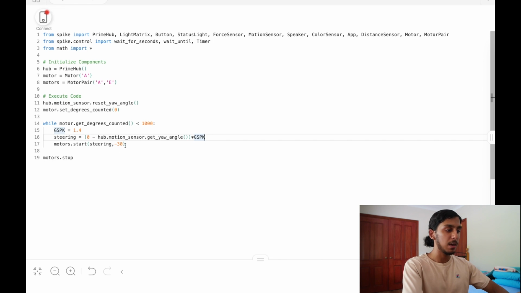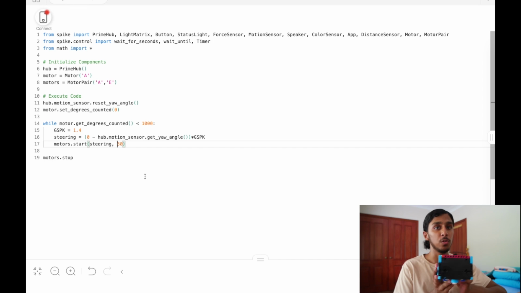So we're going to choose a power of not -30 because that would go backwards. Let's choose power of 30. So 30 to 40 is normally pretty good. Pretty much anywhere from 30, 40, 50, 60. Above 60, the gyroscope can get kind of confused and it makes some very fast errors. So try go below 60. But experiment with your robot.